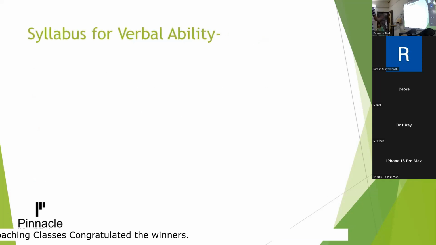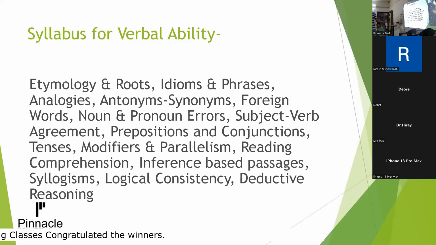Now, syllabus for verbal ability. This is similar for the majority of exams, but the level is quite high. If you are appearing for a government scholarship examination, you'll find a similar kind of syllabus, but the questions are a bit next level. You've got etymology and roots, idioms and phrases, modifiers and parallelism, reading comprehension, inference-based passages, syllogisms, logical consistency, deductive reasoning. They sound a bit big, but they are normal kinds of questions that we have all done at some time.